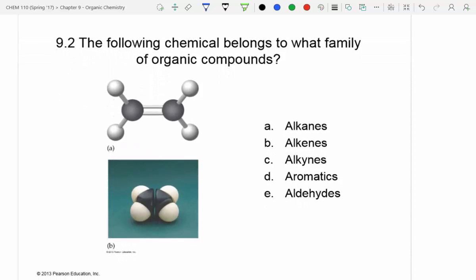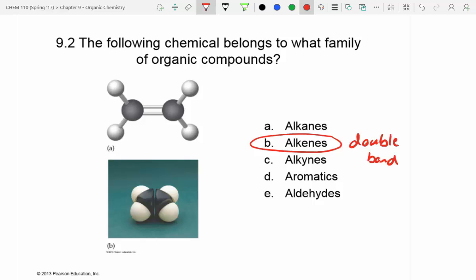Following chemical belongs to what family of organic compounds? And they built a model for you. Alkenes, why an alkene? Carbon-carbon double bond, right? What's an alkane again? 1 bond. Alkynes? 3 bonds. Aromatics? It's a Ferris wheel of alternating double single bonds, right?